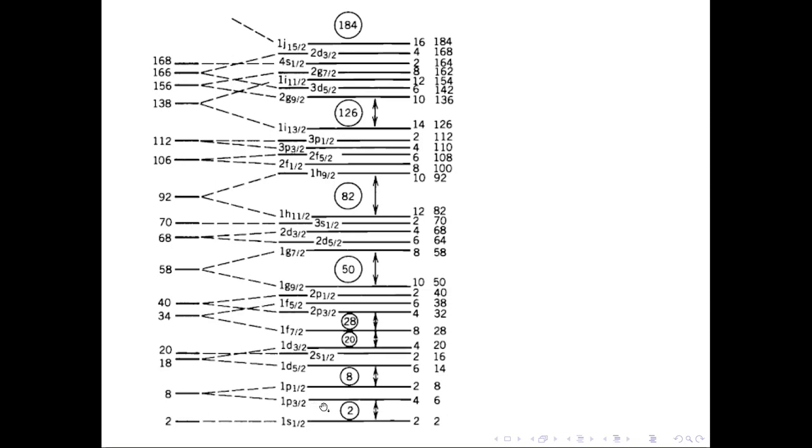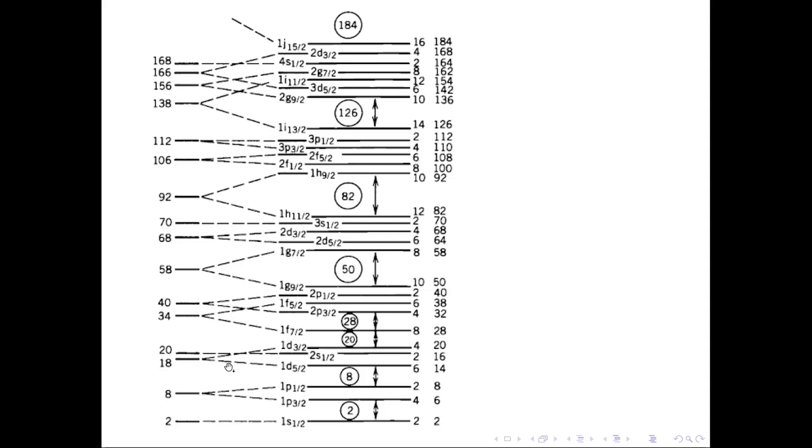This sublevel now can have 4 nucleons. Why 4? The number of nucleons in a level will be 2j plus 1. j is 3 by 2, so 2j plus 1 gives you 4. And similarly, 2j plus 1 here, 1 plus 1, is 2. So in this sublevel, there can be 2 nucleons.